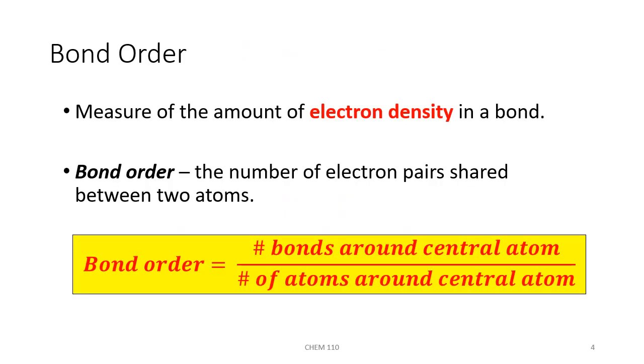Bond order is a measure of the amount of electron density in a bond. The bond order can be calculated by using the following formula: the number of bonds around the central atom divided by the number of atoms that are around the central atom.